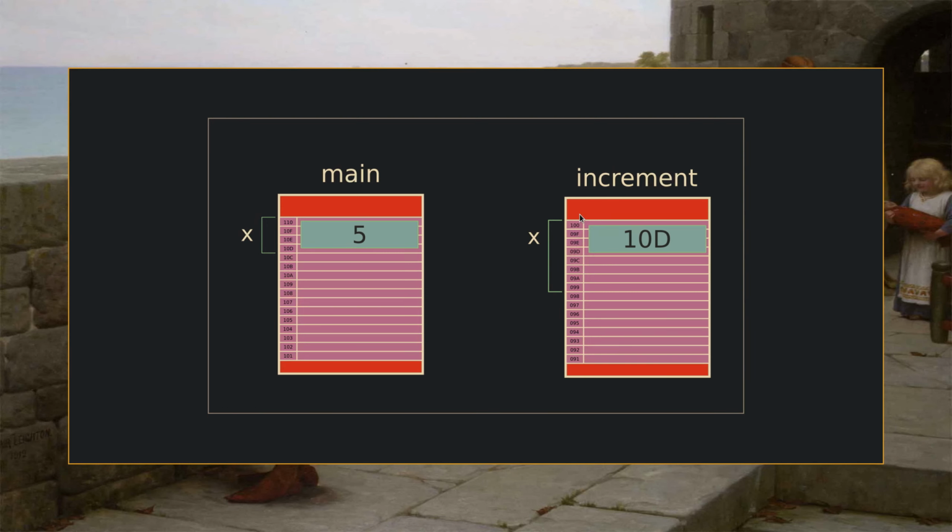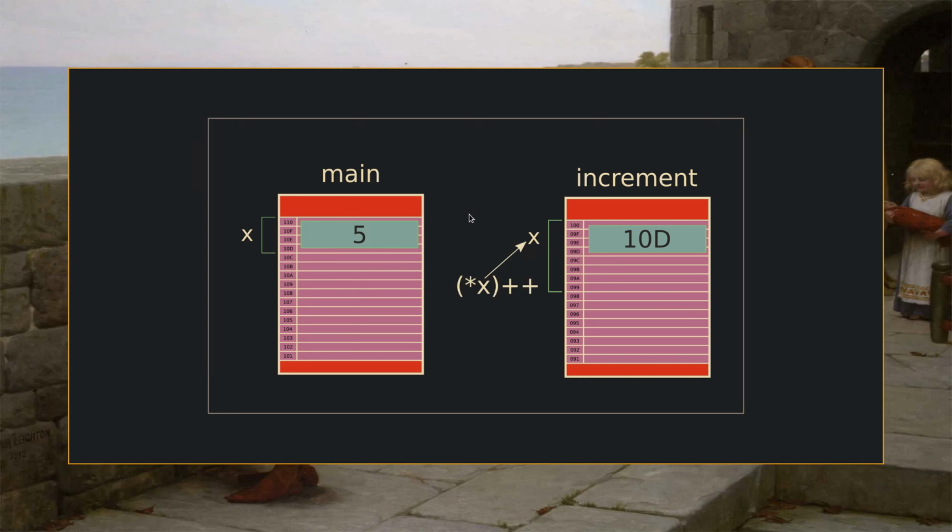The reason for this is because I'm running a 64-bit machine, and pointers need to be large enough to represent any address in the address space. So on a 64-bit machine, you will get 64-bit pointers. So my pointer is effectively long rather than an int. And you will also note the value here is not 5, but is 10D, which is the address of the 5.